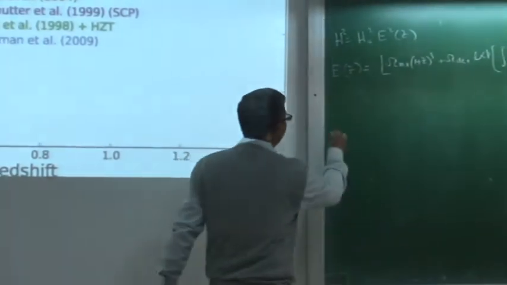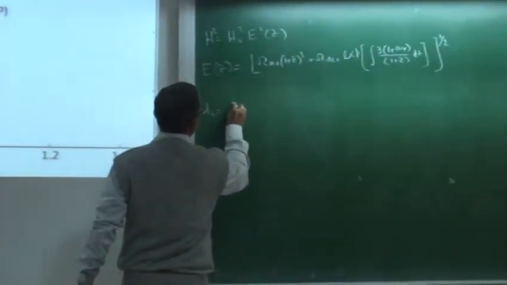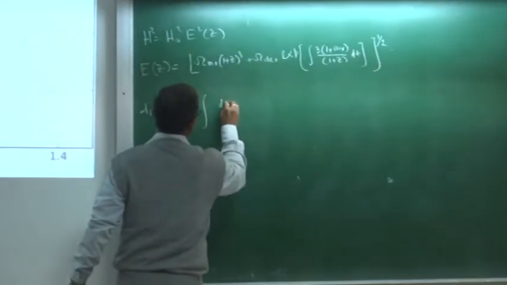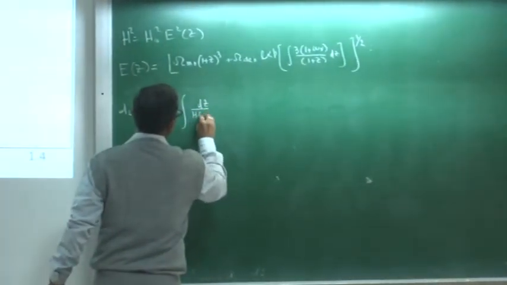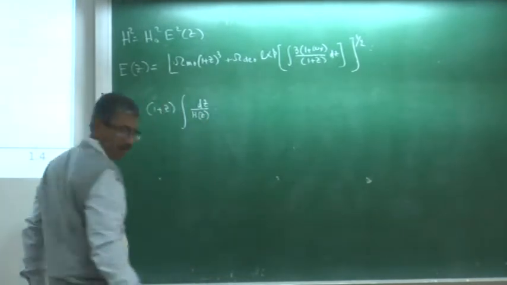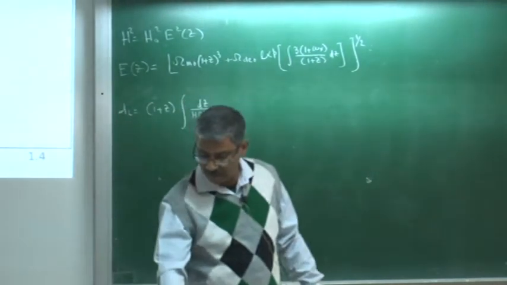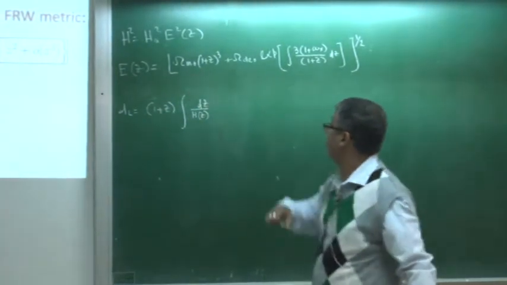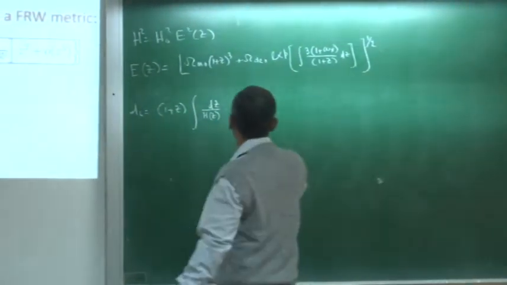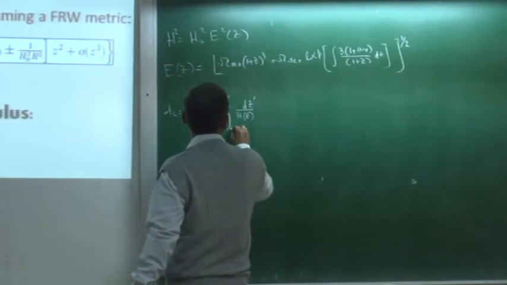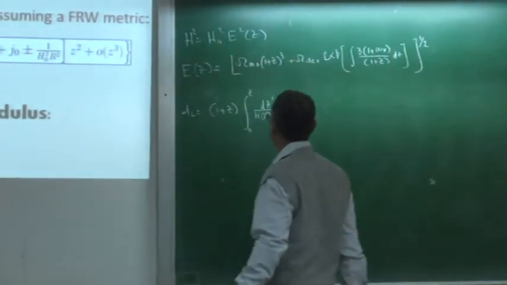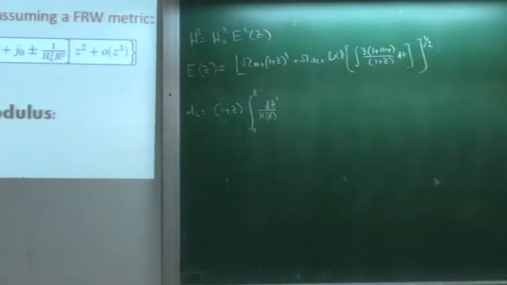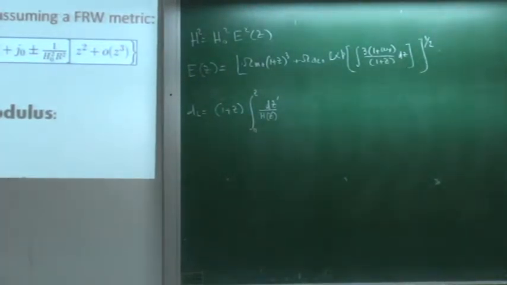Now, I wrote earlier my DL is basically 1 plus Z times the integration dz by H of z. Okay, so that I wrote earlier. So this is my DL expression. And my H is given by this, so I know H naught, E of Z is this.